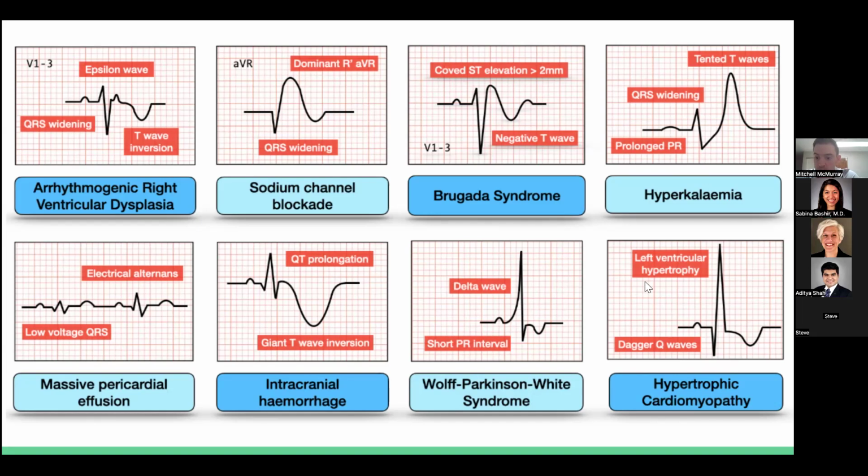And then HOCM is also a classic one they'll ask about. So that's the dagger Q waves. Like I said before, bad Q waves are at least one small box deep and one small box wide. This one meets that criteria. They call these dagger Q waves, and then they have left ventricular hypertrophy, which really just means that the QRS complex is really tall. It's not super important for you guys, but that's what that looks like. So this is just a little bit of board prep.